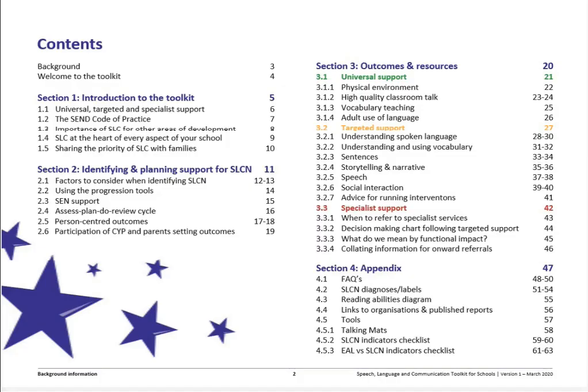The toolkit is divided into 4 sections. Section 1. Introduction to the toolkit. Section 2. Identifying and planning support for SLCN. Section 3. Outcomes and resources. Section 4. Appendix. If you are using the toolkit from an electronic device, you can navigate the pages by clicking on the headings.